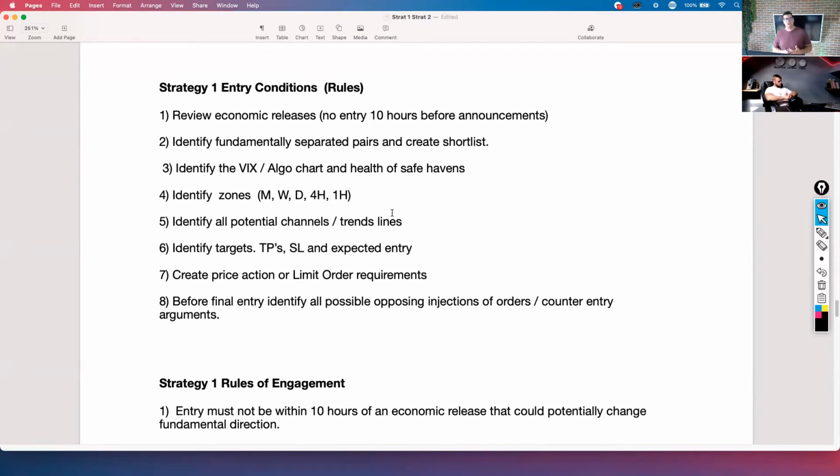Okay, so we have to start taking into account economics and releases, and as mentioned, we're going to start going in depth into actually what these releases mean and how they affect the market.